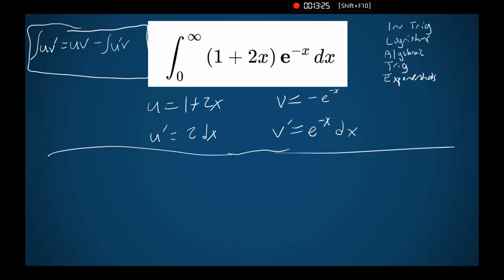Okay, so I'm going to sub in. So this is the integral from 0 to infinity of 1 plus 2x times e to the negative x, which is equal to what?